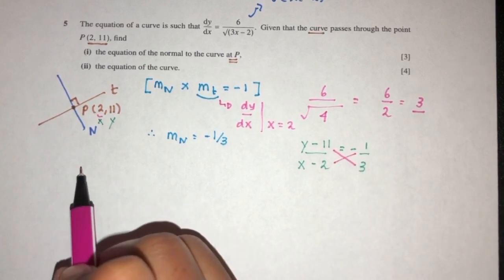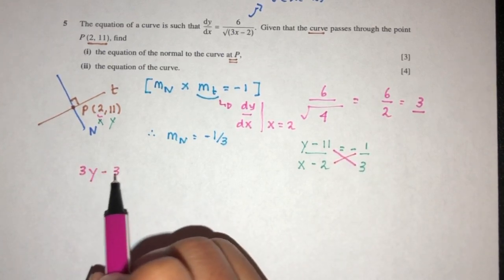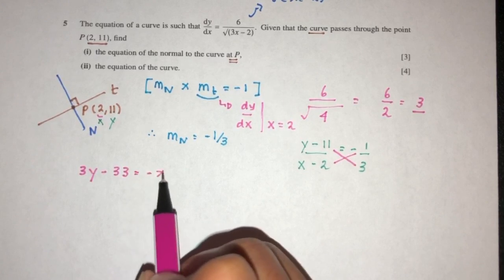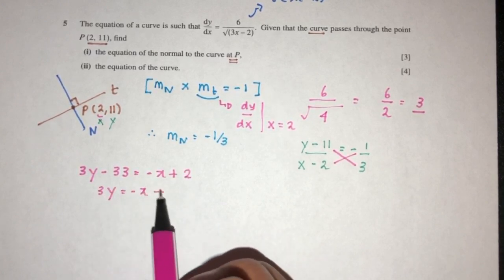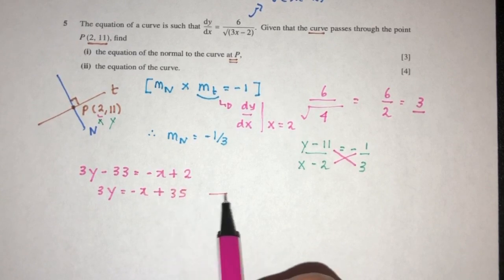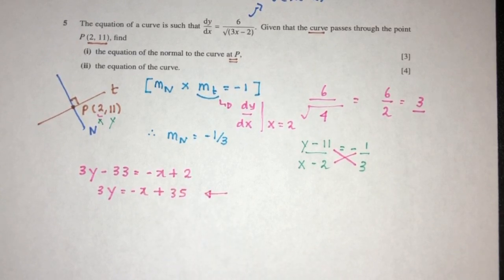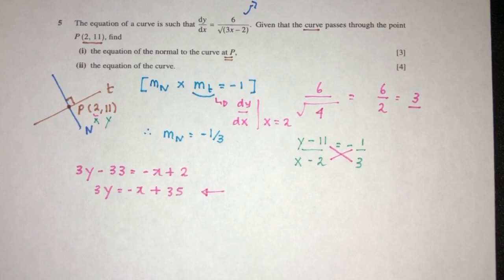You will have 3y minus 33, and that should be minus x plus 2. 3y should be minus x plus 35. And that is your equation of your normal, right? That is part 1 of your question. Now we have to find the equation of the curve.